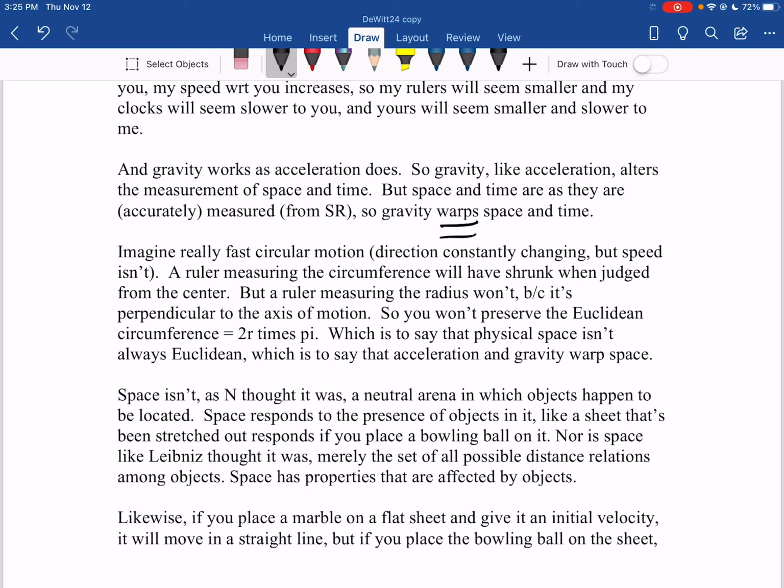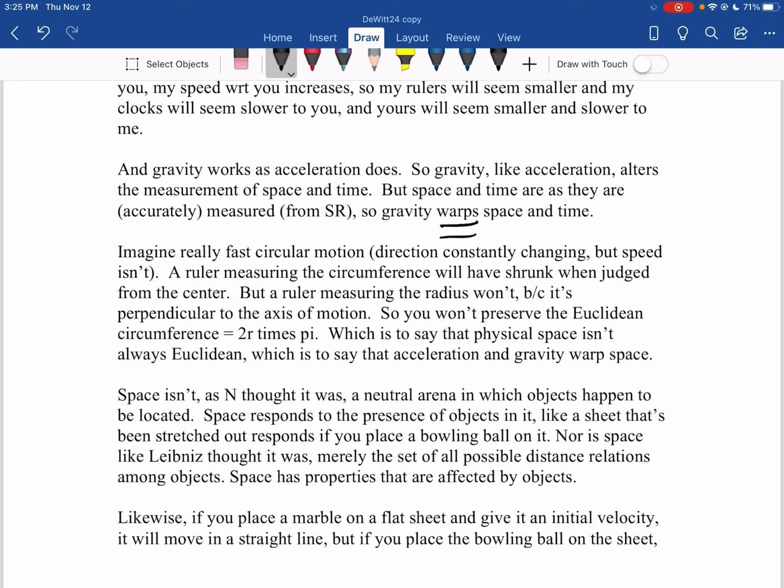We talked about that somewhat in the special relativity case, but we're going to need to go into a little more detail to understand the interactions between mass and space-time. So let's take a case that's kind of in between a special relativity case and a general relativity case, and we'll build out from there. So we're going to imagine really fast circular motion, circular motion at an approximation of the speed of light.